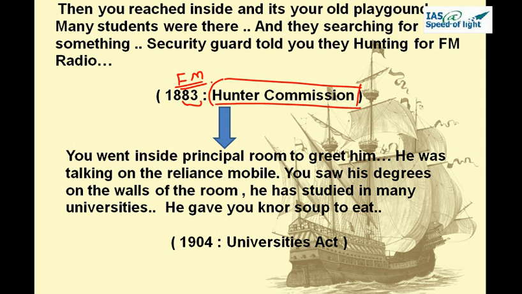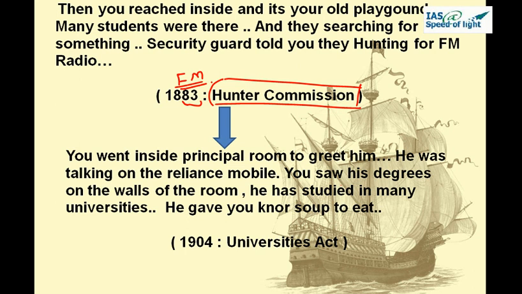So after completing this ground part, you went first to meet the principal, your old principal. You went to the principal's room and he was talking on his Reliance mobile, and then you saw the walls and there were so many degrees all around the walls of the room. From there you came to know he has already attended so many universities and he is a very qualified person.